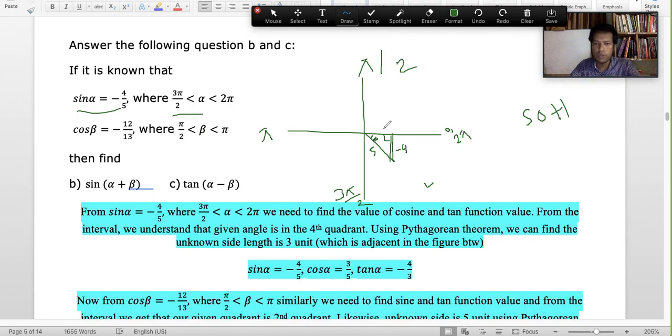Let me show you how to get this 3. Suppose this is x. So our formula is 5 square equals x square plus 4 square. The formula is hypotenuse square equals the sum of the other two sides square. Now you try to find out x equals what? You will see x equals 3.